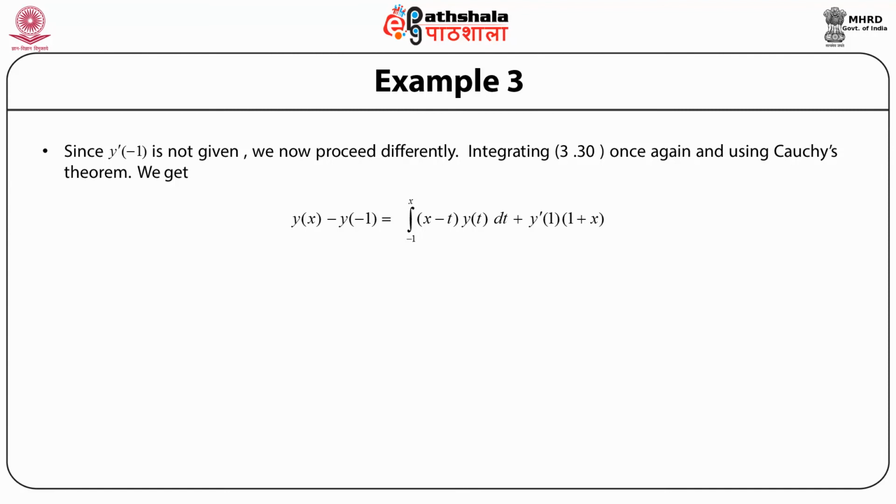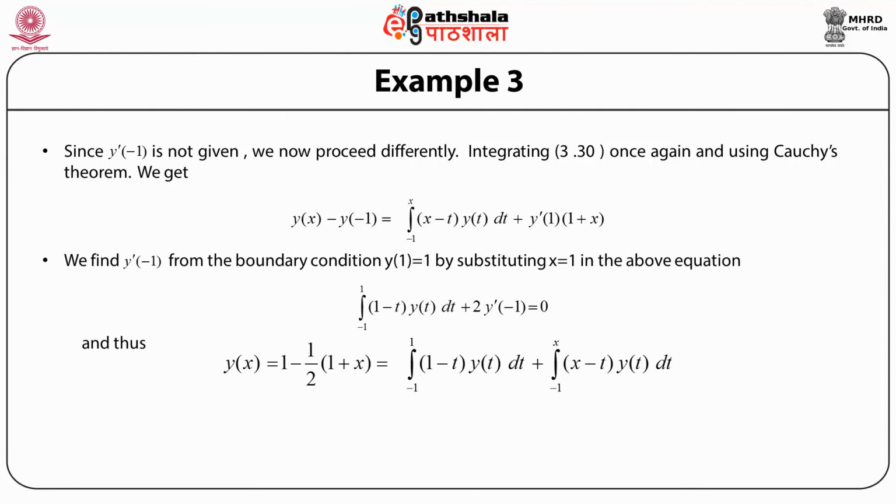So when we integrate once again and use Cauchy's theorem, we get y of x minus y of minus 1 is equal to the integral of x minus t yt dt from minus 1 to x, plus y prime of minus 1 into 1 plus x. This integral of x minus t yt from minus 1 to x over dt is obtained when we integrate again and use Cauchy's theorem.